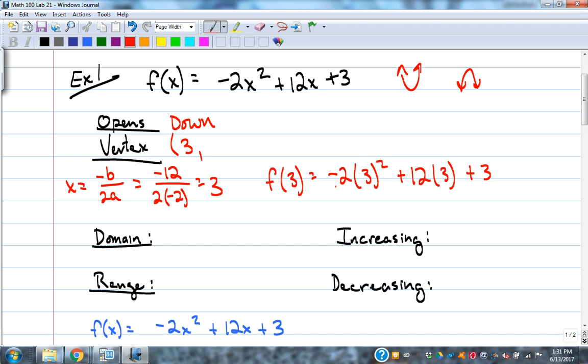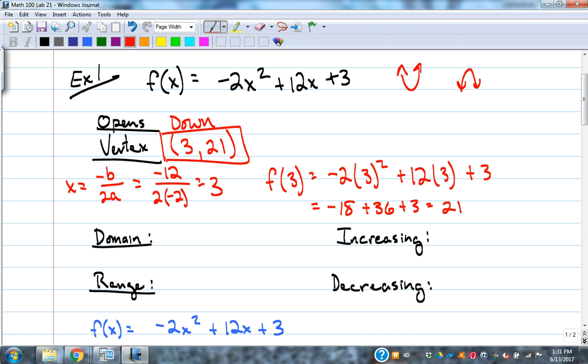And then work that out. So that'd be 9 times -2, -18 plus 36 plus 3. So that's 36 minus 18 is 18 plus 3 is 21. So (3, 21) is the vertex.